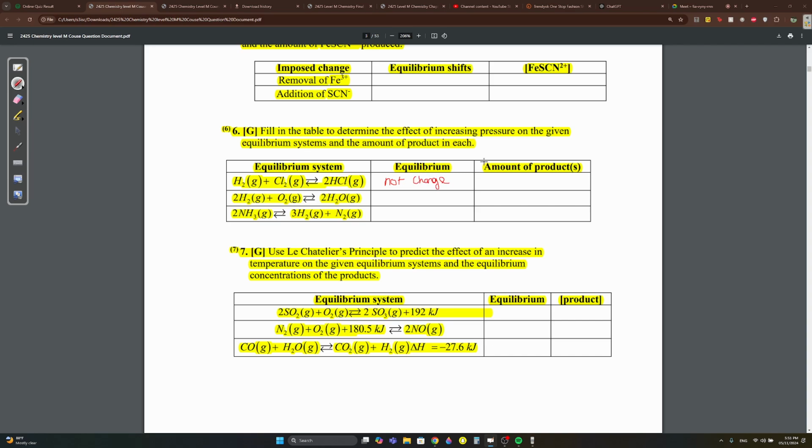Why? An increase in pressure will shift toward fewer gaseous moles. Here you have 2, here you have 2, so it will not change. Why 2? Because 1, 1, and then 2. So there's 2 on both sides, so no change. Amount of products, again, no change.